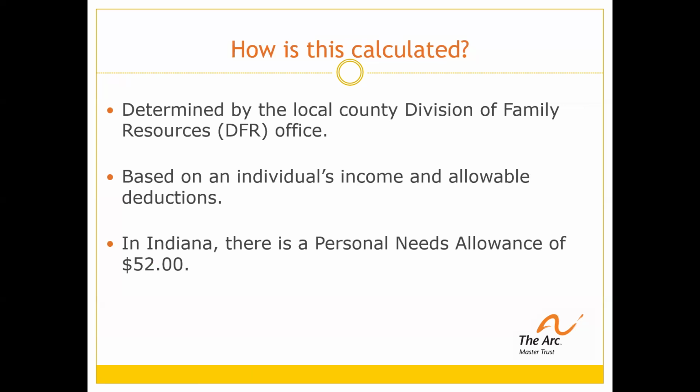How is patient liability calculated? The amount that a patient would be required to contribute is calculated and assigned by the local county office of the Division of Family Resources. Patient liability is based on an individual's monthly income and allowable deductions and allowances. Income can include a person's Social Security benefit, pension, rental or farm income, or others. Deductions can include things like other health insurance premiums, spousal or dependent support, and others. In Indiana, everyone is allowed to keep $52 of their income each month. This is what's known as a personal needs allowance.